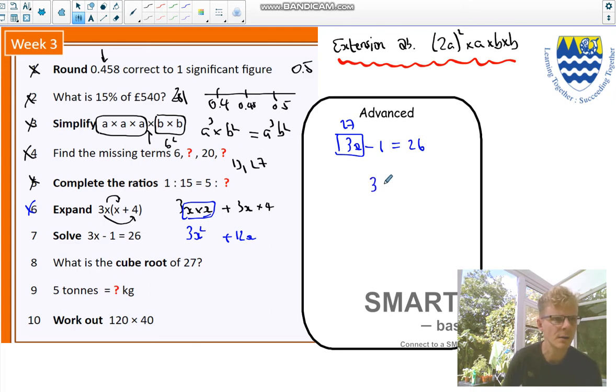So 3 lots of x is worth 27. So to get back to my number, I've got 3 lots of a number is 27. If I do 27 divided by 3, then I get 1 lot of x must be worth 9.